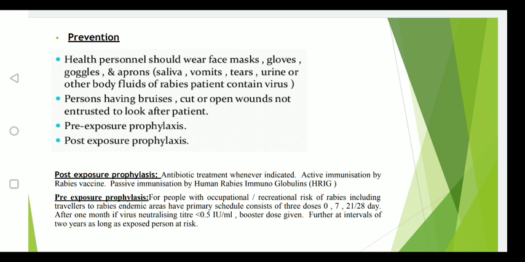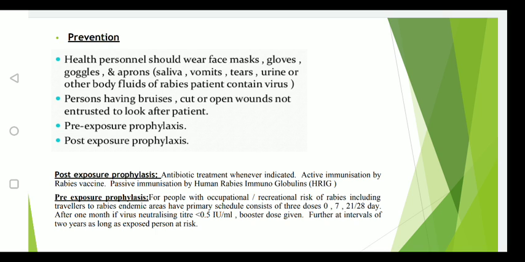Then we'll see the pre-exposure prophylaxis, that is, before the exposure, what the prophylaxis will be. For people with occupational or recreational risk of rabies, including travelers to rabies endemic areas, a primary schedule consisting of 3 doses is given. So if you are going for exposure to the endemic area, you take 3 doses on the 0th day, 7th day, and 21st or 28th day.